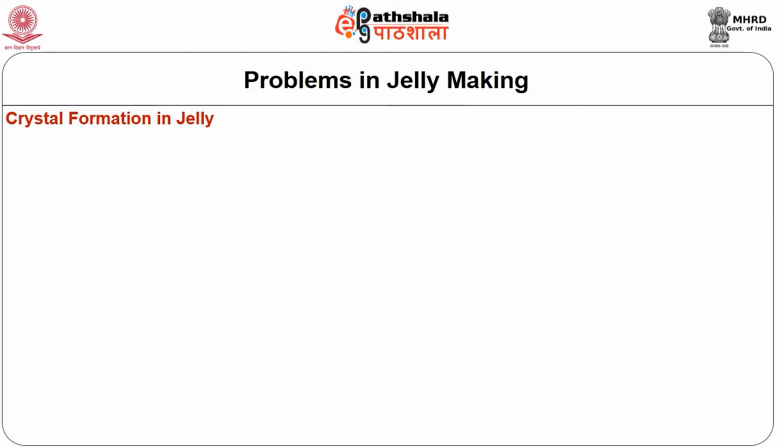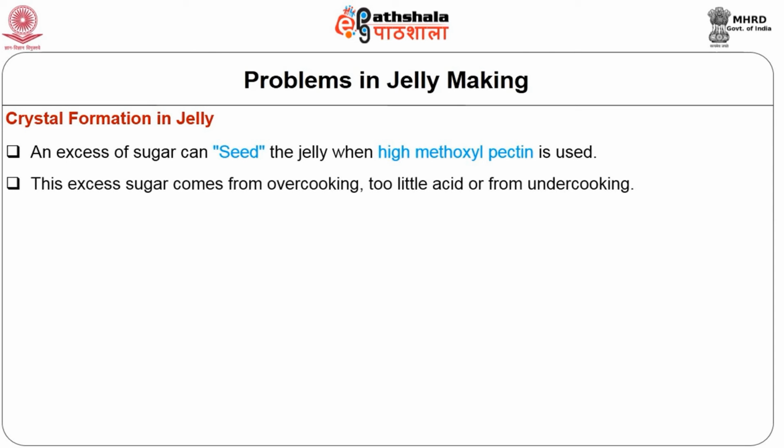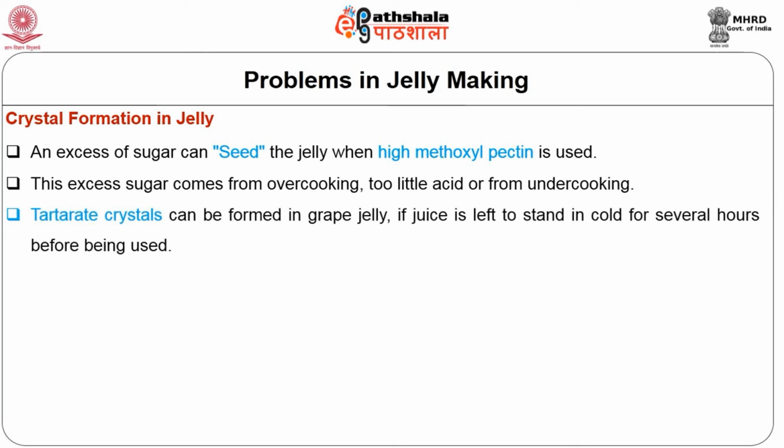Then, crystal formation in jelly. An excess of sugar can seed the jelly when high methoxyl pectin is used. This excess sugar comes from overcooking, too little acid, or from undercooking. Tartrate crystals can be formed in grape juice if the juice is left to stand in the cold for several hours before being used. Moreover, if the glass interior is scratched, seeding can occur.